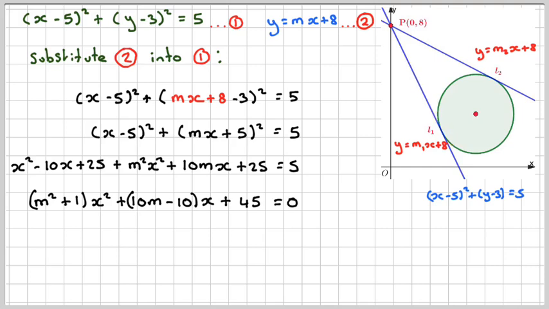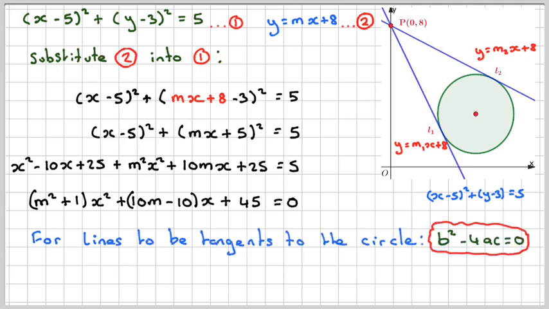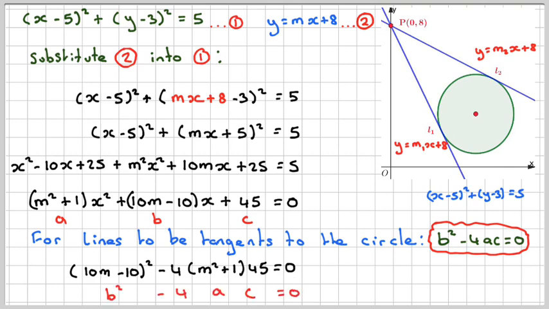Now, for these two lines to be tangents to this circle, the discriminant of this quadratic equation will have to be equal to 0. So b² − 4ac will be equal to 0. This is a, this is b, this is c. So b will be 10m − 10, but we'll need to square that, minus 4 times a, which is m² + 1, times c, which is 45, and we need to put that equal to 0. Look, we've got b² − 4ac = 0. So now just working with this.